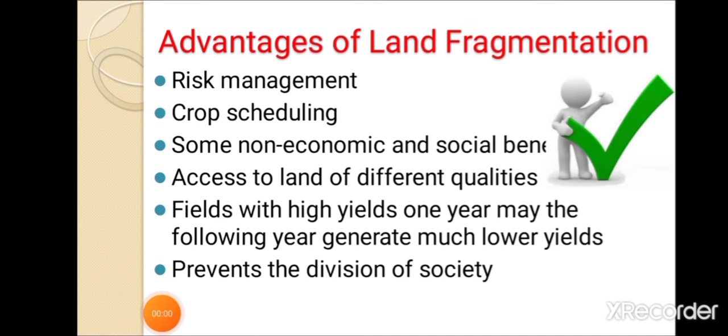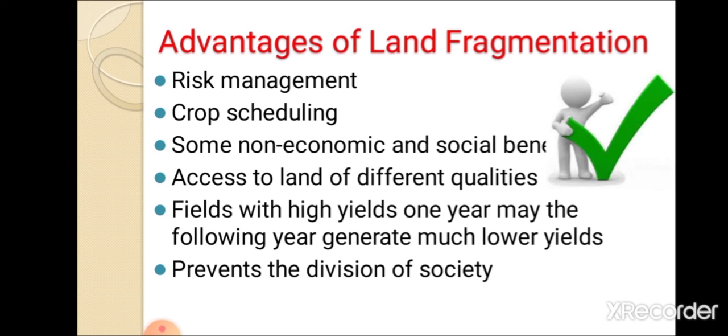After disadvantages, next one, that is advantages of land fragmentation. So first advantage, that is risk management. So this risk management involves logical risk reduction by giving the farmer variety of soil, crops and growing condition because of land dispersion at various places.